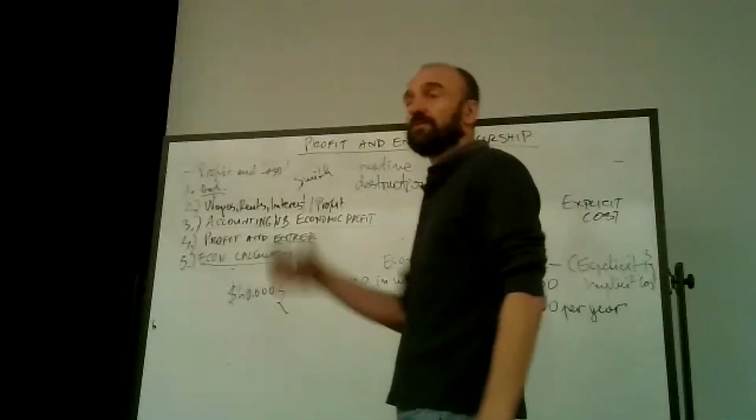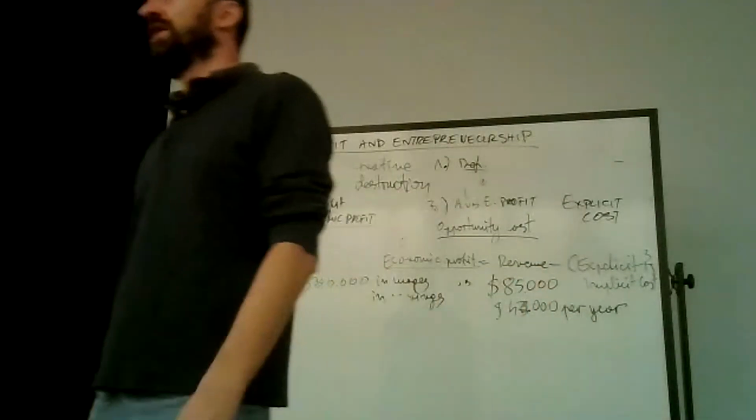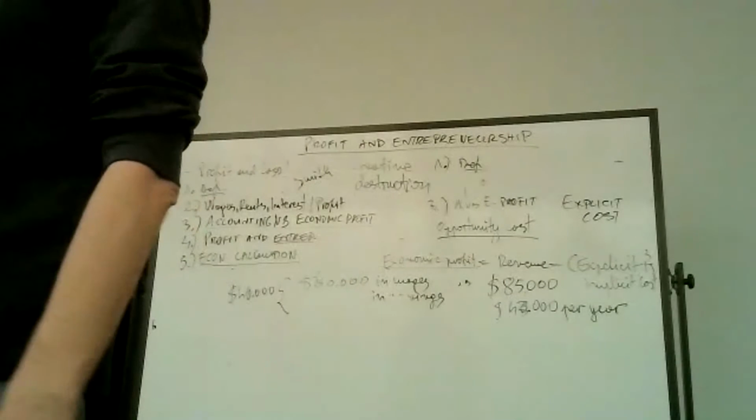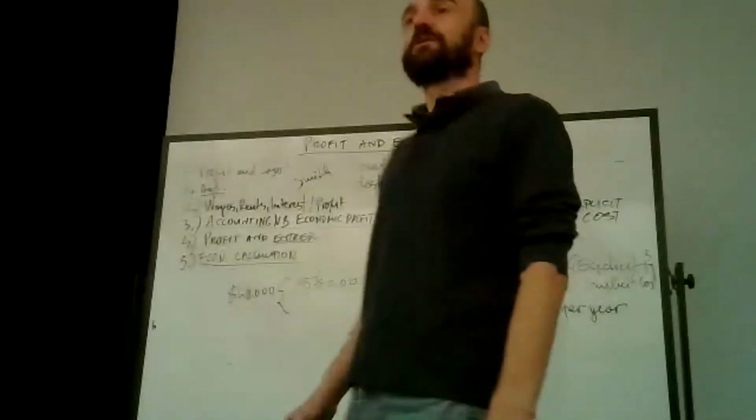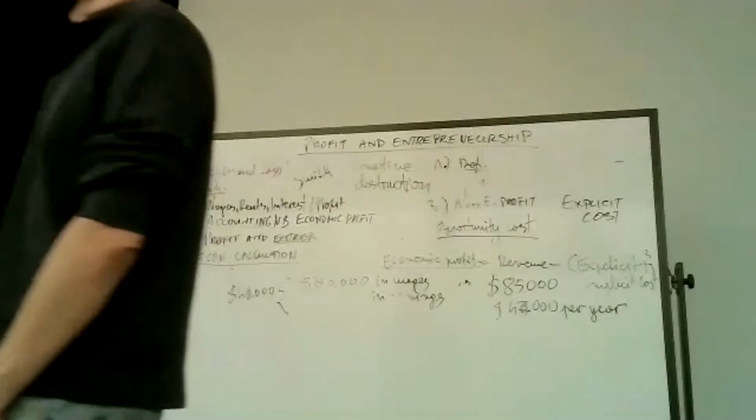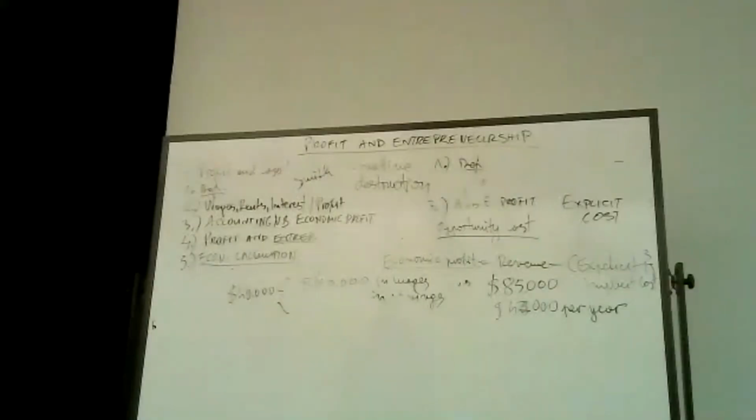And the main criterion that they use is the concept of economic profit. That involves both the expected accounting costs as well as the implicit opportunity cost. Okay? Any questions about this?